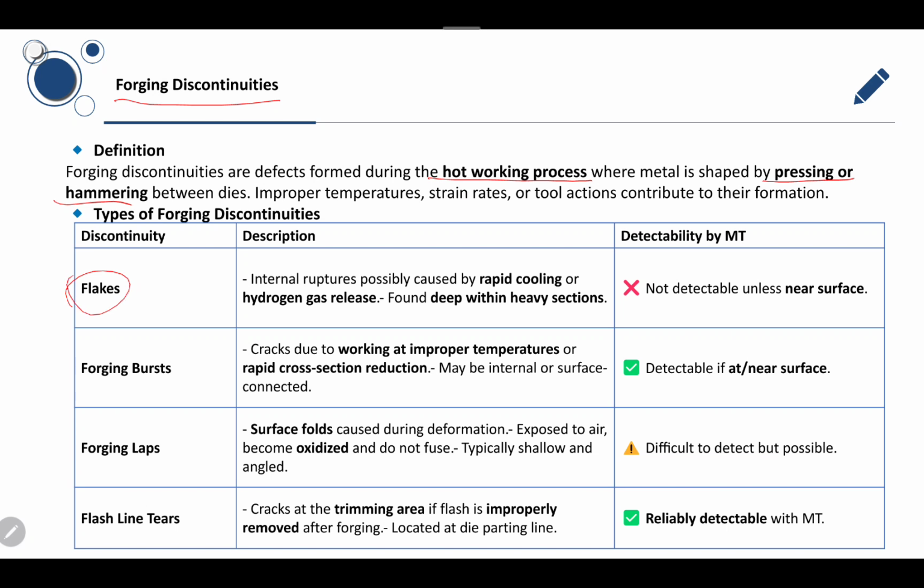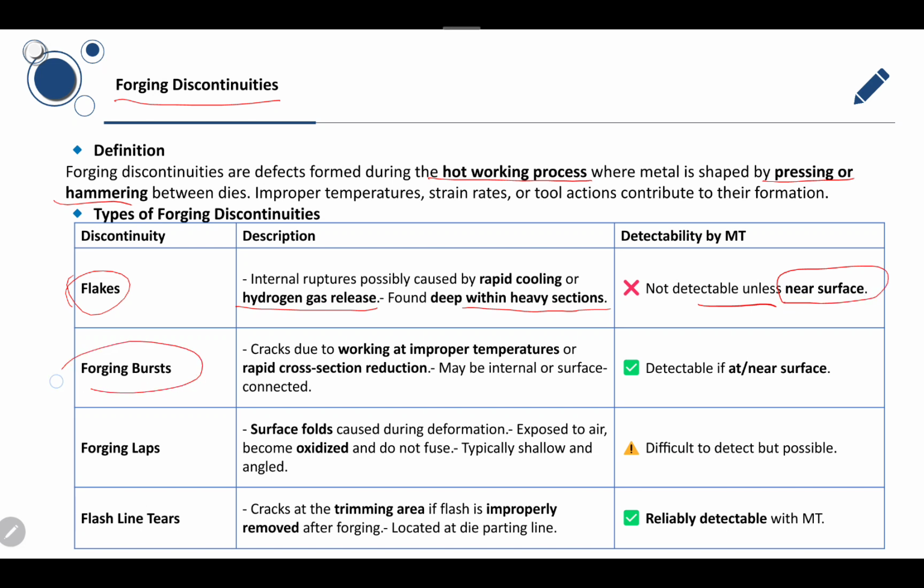First one is flakes. These are internal ruptures, possibly caused by rapid cooling or hydrogen gas release, typically found deep within heavy sections. They are not detectable by MT unless they are near the surface.